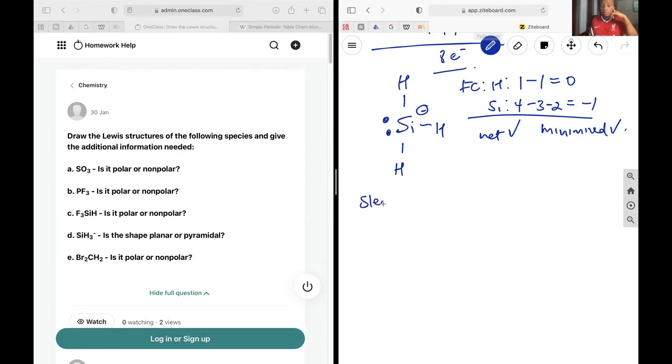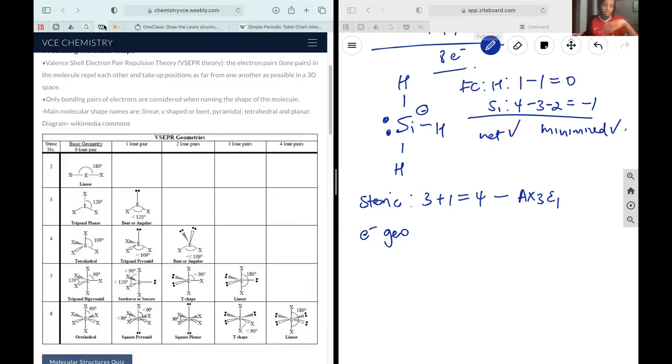So my steric number, I count the number of electron groups I have around my silicon. I have 3 in bonding pairs plus 1 in a lone pair. So I have a steric number of 4. Its notation will be AX3E1. 3 bonding pairs, 1 lone pair. My electron geometry will only account for how many groups I have, not which ones are atoms or electrons. And so my electron geometry is going to be tetrahedral. My molecular geometry is only looking at the way that the atoms are arranged around my central atom, and that is going to be trigonal pyramid.